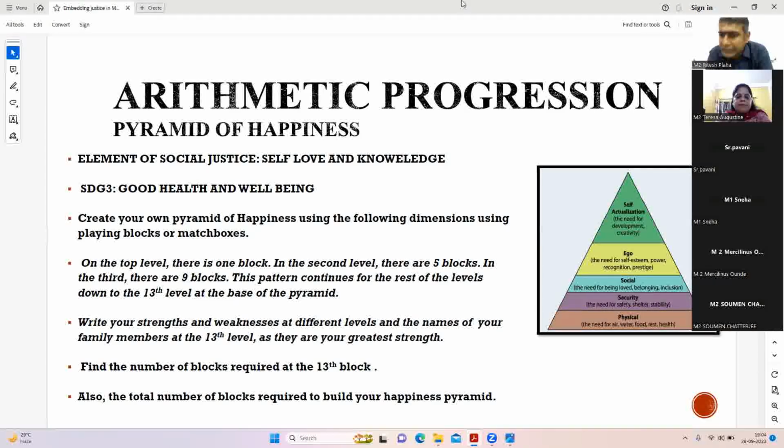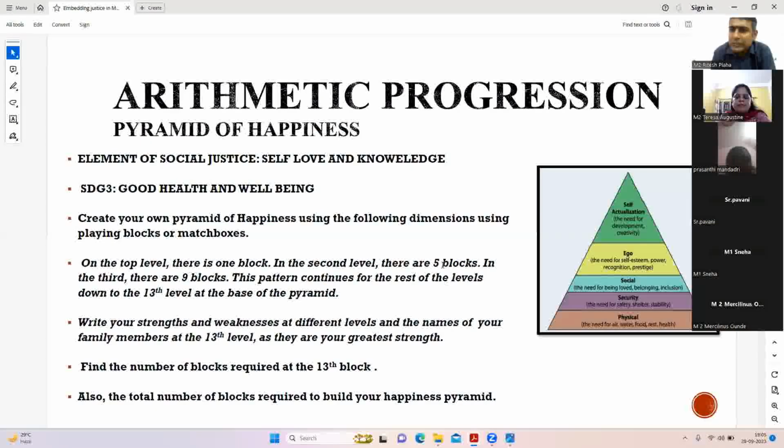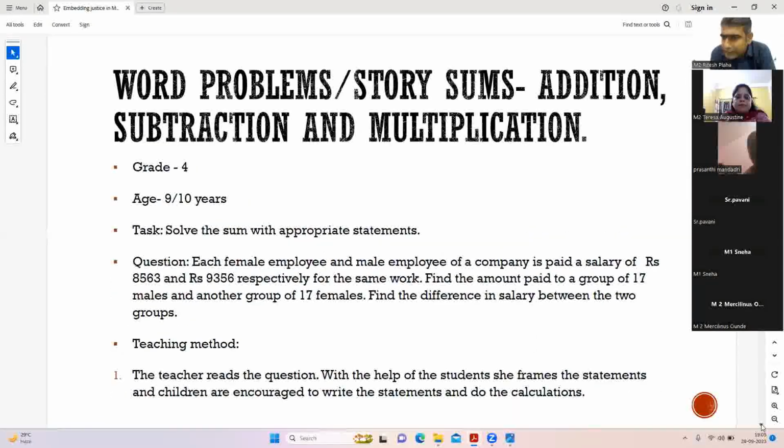Okay. The fourth one is security, that is a child's need for safety, shelter, and stability. And the last one is physical, that is the need for air, water, food, rest, and health. Now we can relate this to all the 17 SDG goals. Students themselves will start relating it. And once they start relating it with the SDG goals, we'll be able to teach them about the current arithmetic progression.